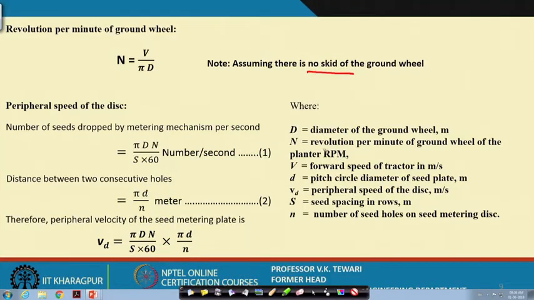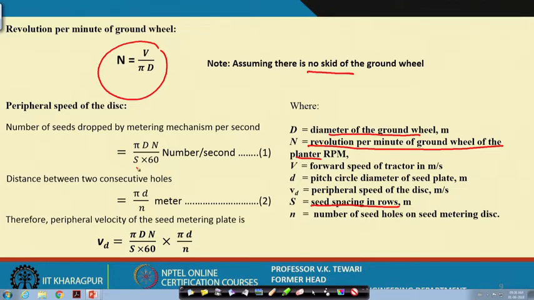So, here N is the revolutions per minute of the ground wheel of the planter in RPM, and d is the diameter of the ground wheel. From simple pi d N you will be in a position to find this, where V is the forward speed of the tractor. Now, peripheral speed of the disc, number of seeds dropped by the metering mechanism per second. It is very simple. Once you know that pi d N is the distance covered and S is the seed spacing in rows, by dividing you can simply get the number of seeds dropped per second.